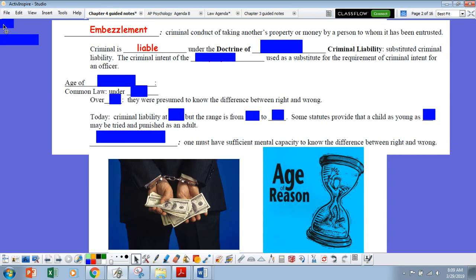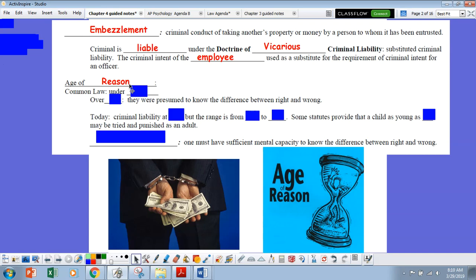And there is what we would call criminal liability under the doctrine of vicarious criminal liability. This can be substituted for criminal liability. Basically, what it comes down to is the criminal intent of the employee can be used as a substitute for the requirement of a criminal intent for an officer. So there could be a situation where not only the owner of a business, but their employee could be held liable for an act that is done. So I might have an employee that I hired that is embezzling money from potential customers and such. And because I have hired them and managed them, I, the owner, can be held liable as well.